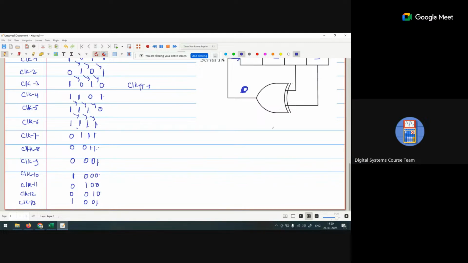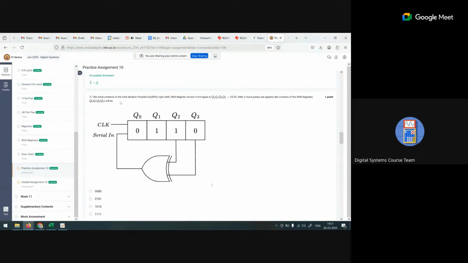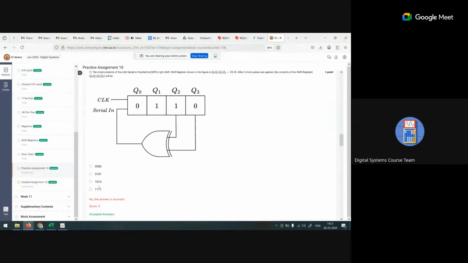Clock 12, 0, 0 is 0, and remaining data is shifted. Clock 13, 1, 0 is 1, and remaining data is shifted. Clock 14, 1, 0 is 1, and remaining data is shifted. Clock 15, 0, 0 is 0, and remaining data is shifted. Okay, so now in the question they are asking for the initial content of the register. After 3 clock pulses are applied, what is the data in the shift register? That means this one, 1010.